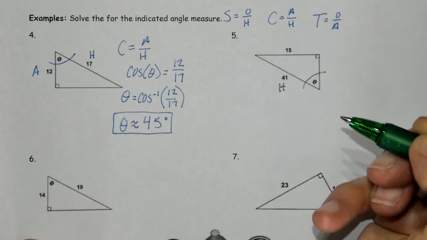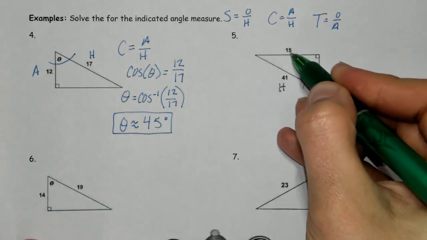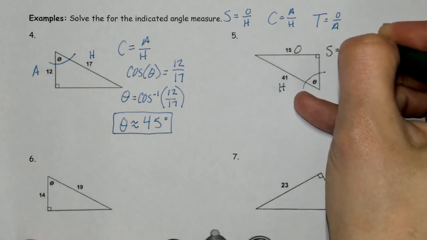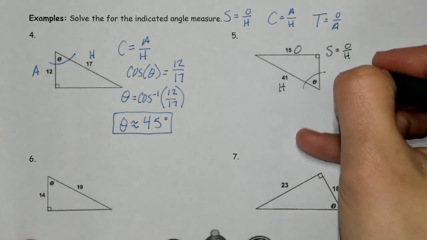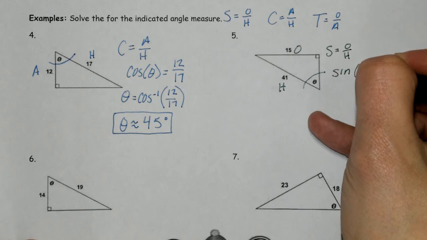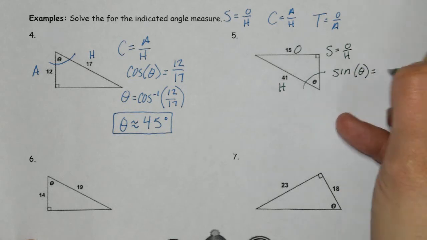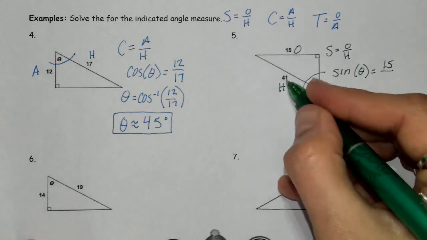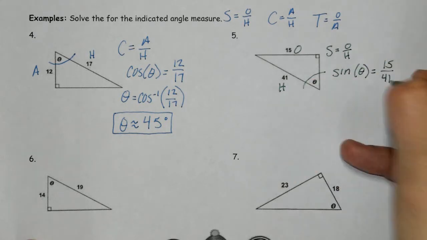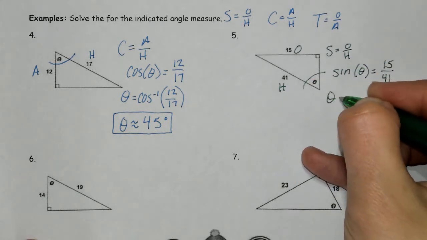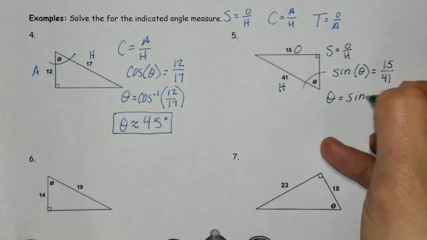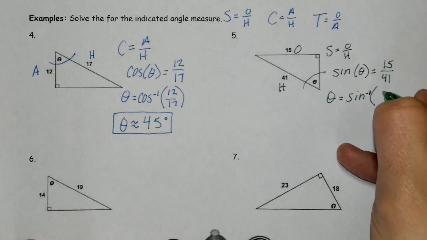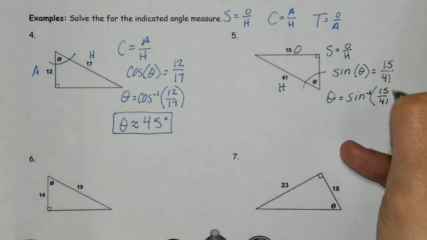I sure do. And then the other side I have is on the opposite side, so O. So this is going to be sine, SOHCAHTOA. So we'll have the sine of theta or x is equal to opposite 15 over hypotenuse 41. Again, let's move sine to the other side, remembering that to move him over, we have to have that exponent, and then it'll be the inverse sine of 15 over 41.